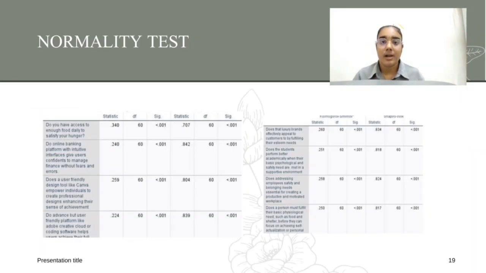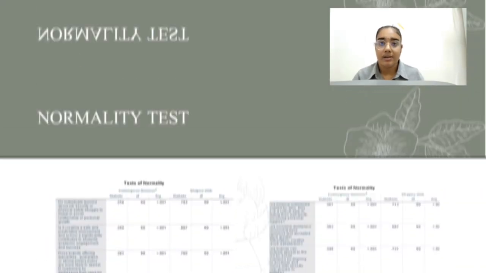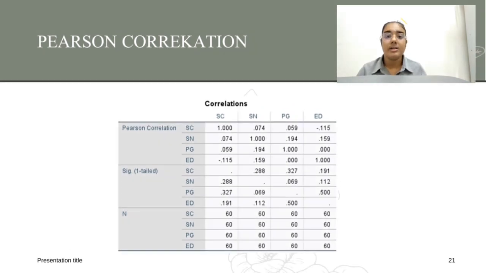The significance value of the normality test is less than 0.001, indicating that the data are significantly deviant, not normal. Present correlation. The correlation matrix presents the two-tailed sample size for four variables.